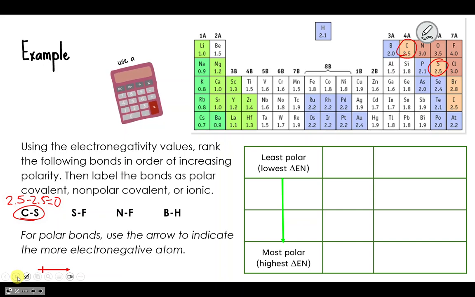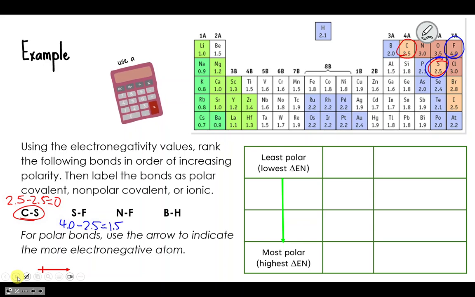Now I calculate the next one here. Here I have the sulfur, which is 2.5, but I also have fluorine. Now you always subtract the smaller number from the higher number. So in this case, I would do 4.0 minus 2.5 gives me 1.5.